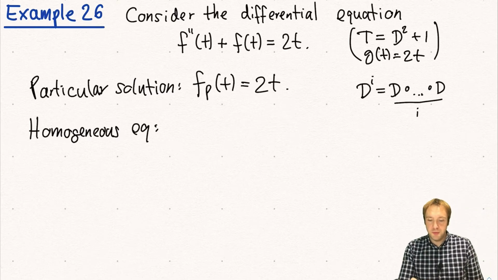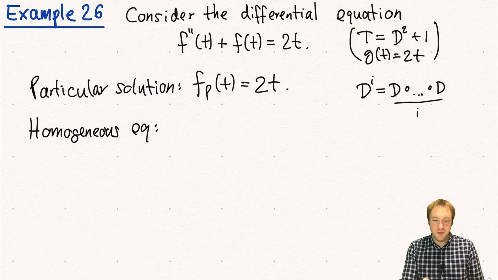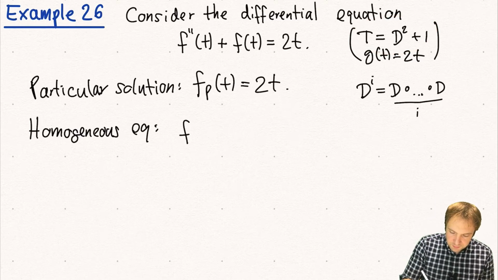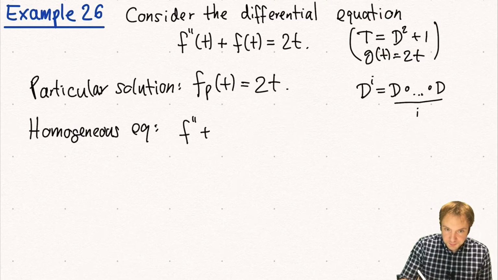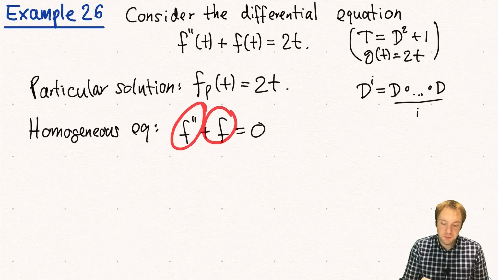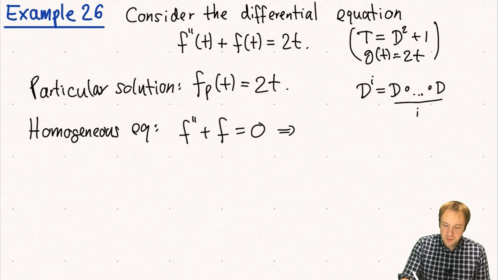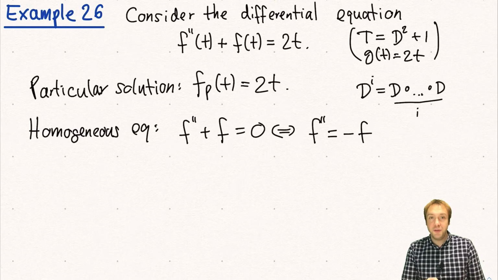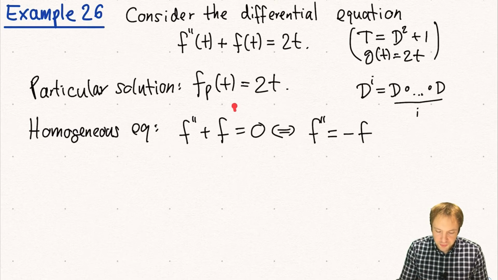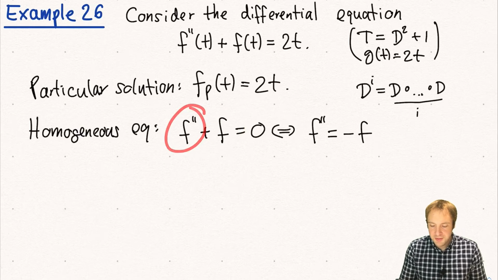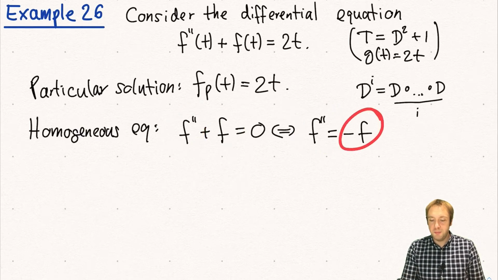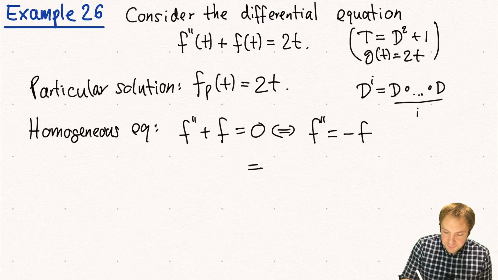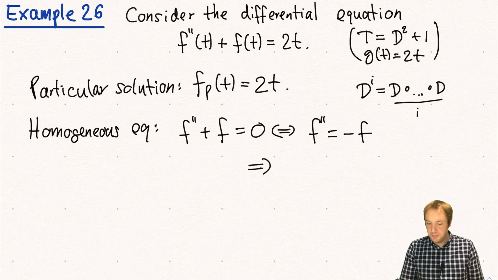So we want to determine the kernel of this differential operator here. In other words, we ask for functions such that the second derivative plus the function itself equals 0. Or in other words, the second derivative is minus the function itself. So the second derivative of this function f should be the negative of this function.